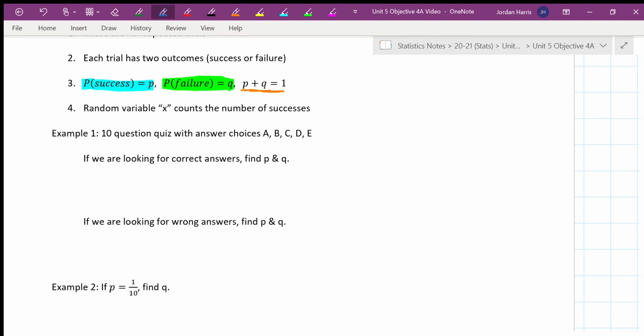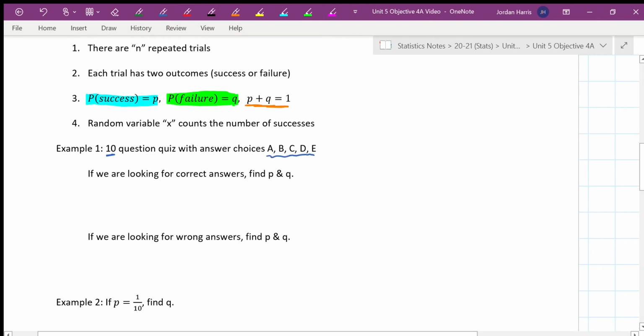10-question quiz with answer choices A, B, C, D, E. So 10 questions, that means 10 trials, 5 answer choices. If we're looking for correct answers, that is important. What are we looking for? That is considered a success. Find P and Q. So a success is a correct answer, which is a 1/5 chance. A failure, which is a wrong answer, in this case, is a 4/5 chance.